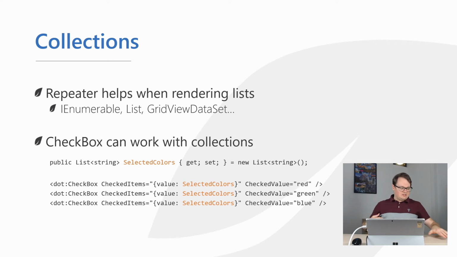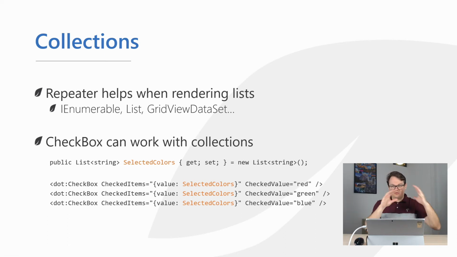It's quite easy to do with CheckBox, because there is the CheckedItems property, which you can point to a collection of any objects, or in this case I'm using strings, and then specify a CheckedValue, which means that when you check this specific checkbox, this checked value will be added into this collection. And also, if you uncheck it, it will be removed from this collection. And it's two-way, so if anyone in the view model changes this collection, the checkboxes will respond to this.